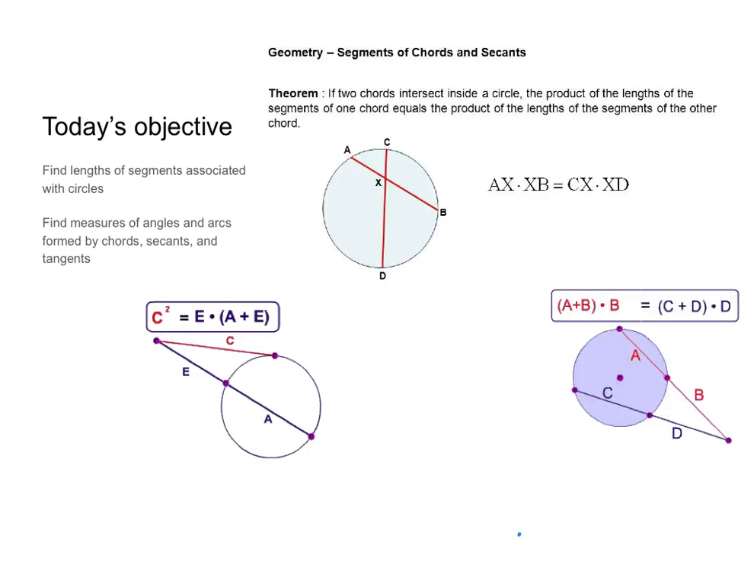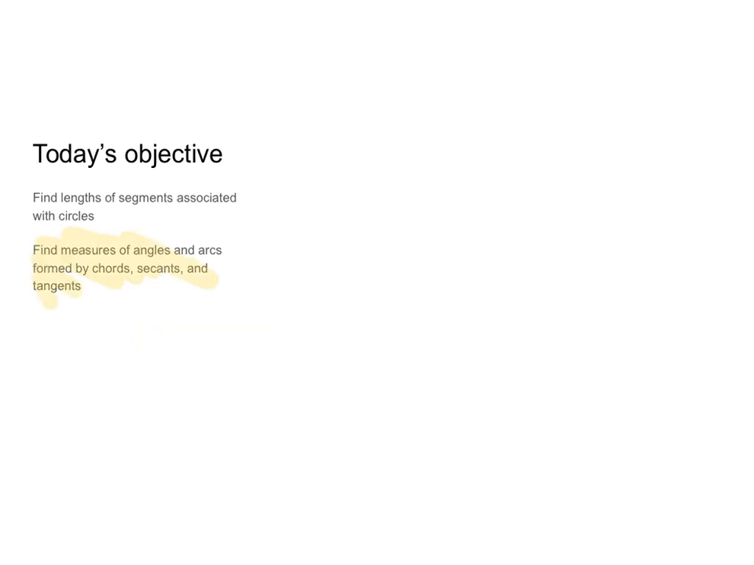Quick summary. Again, when the intersection is inside, find the product of the two pieces. If the intersection is on the outside, well, we got to take the whole times the outside. And our final objective, let's talk about the angles now associated with angles and arcs formed by chords, secants, and tangents.